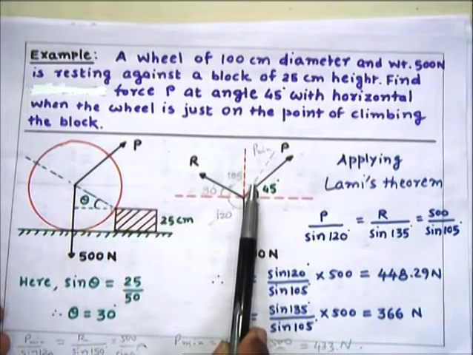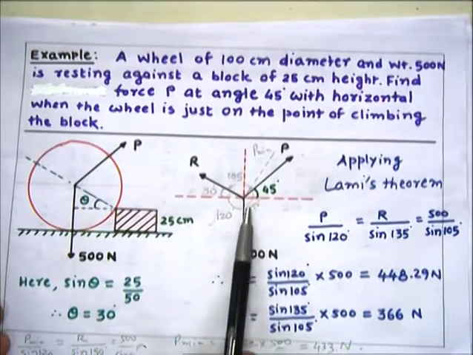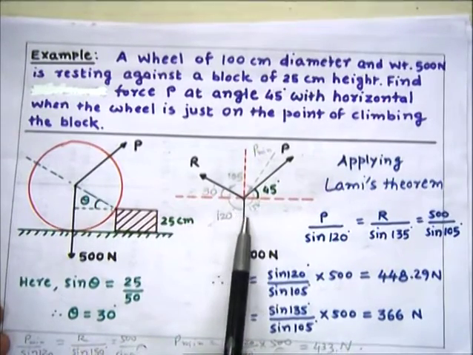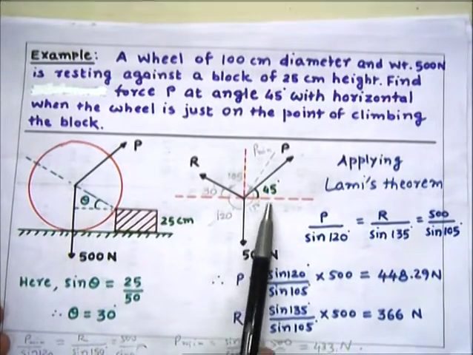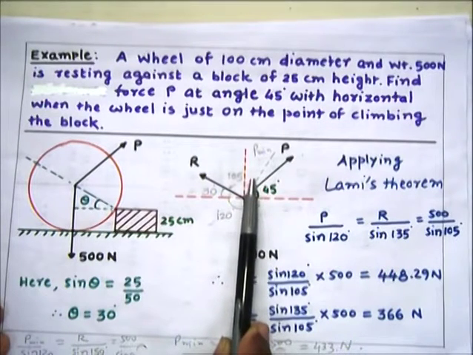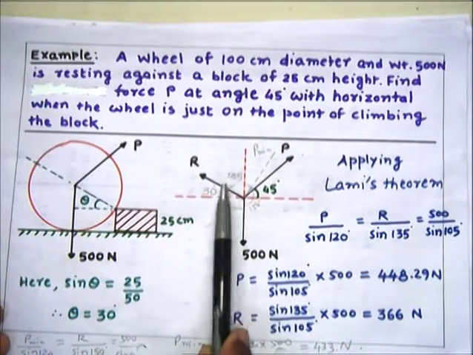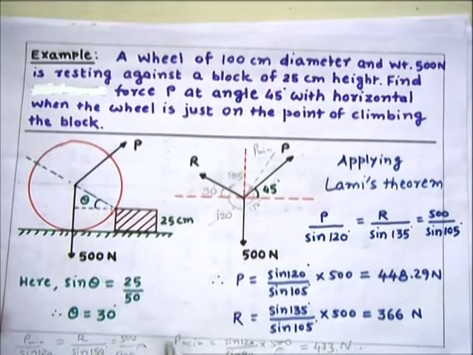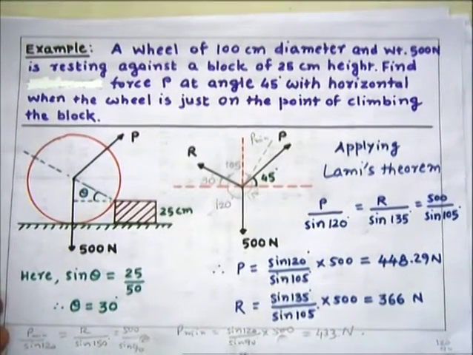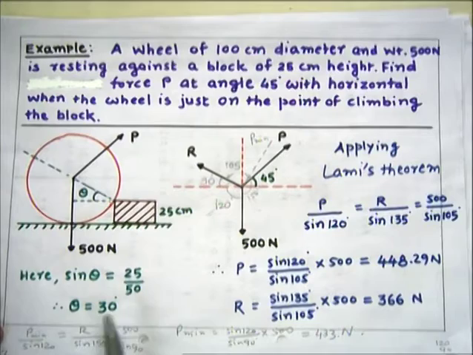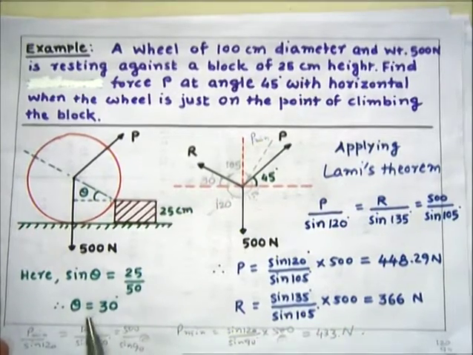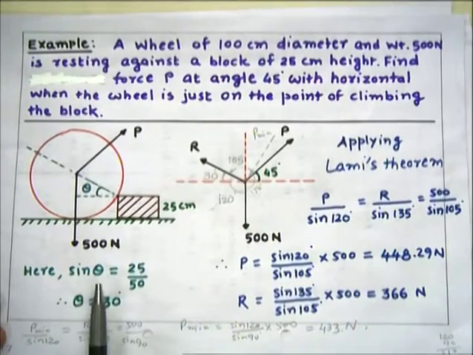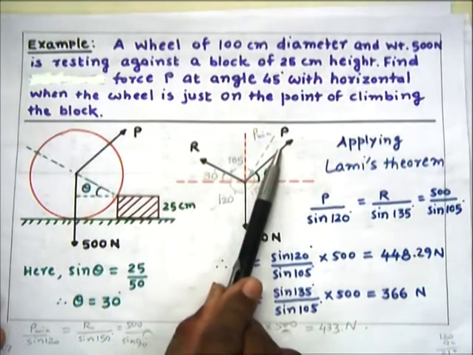So the rest angle will be, this angle remains the same, 120, and this angle will then be 360 minus the sum of these two. So that angle will be given as 150. So then applying Lamy's theorem for finding the force P minimum.